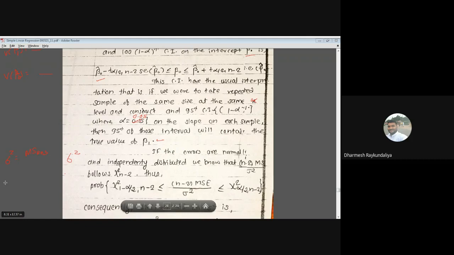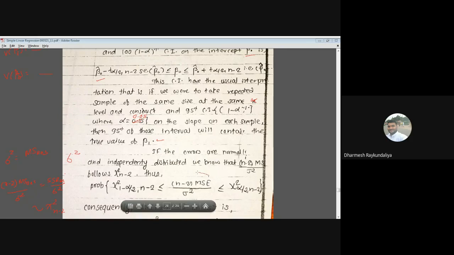We know, n minus 2 MS due to residuals upon sigma square. MS due to residual is SS due to residuals divided by n minus 2. This cancels out, so SS due to residuals divided by sigma square, and we know that it has the chi-square distribution with n minus 2 degrees of freedom.